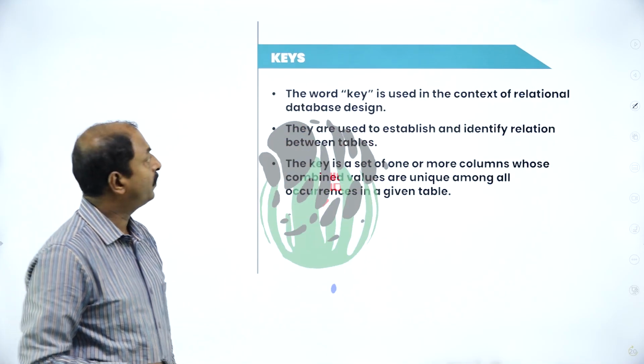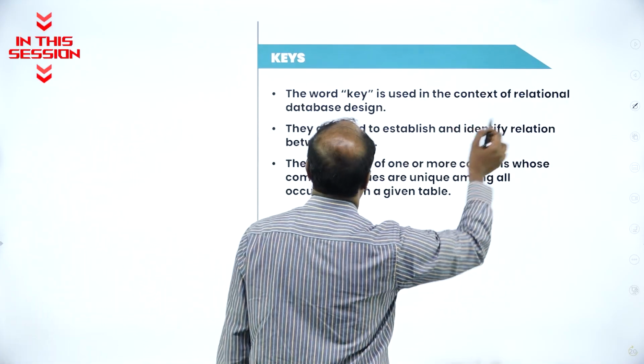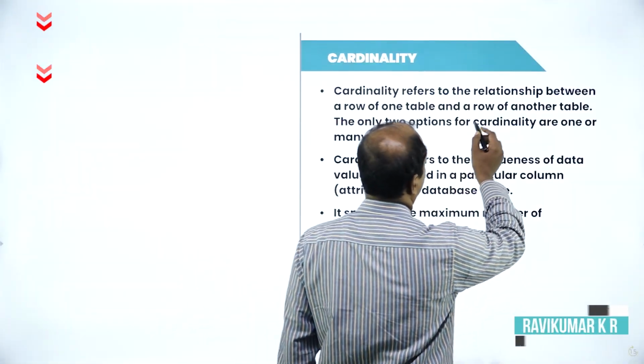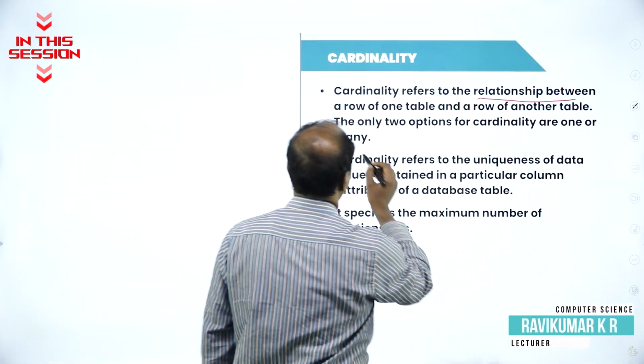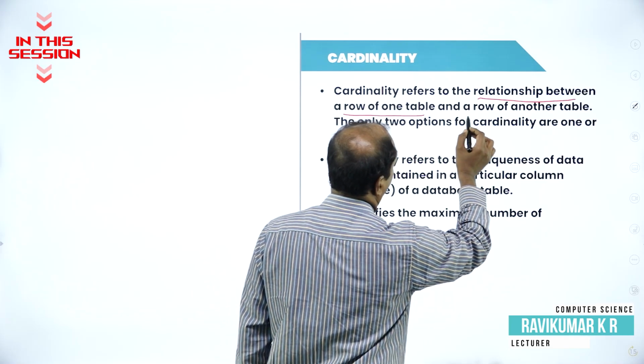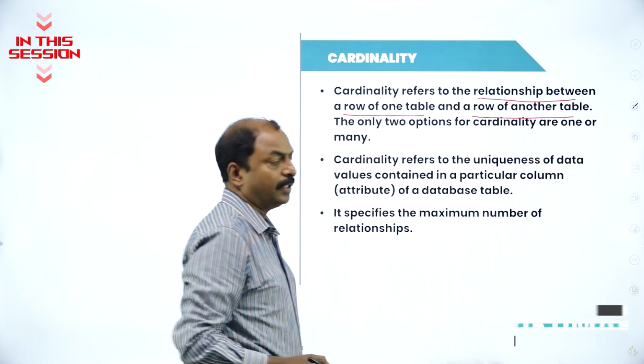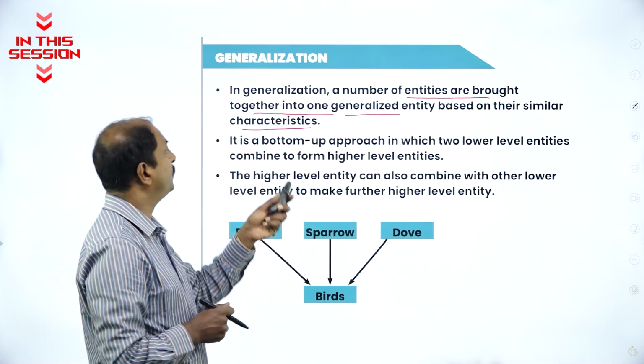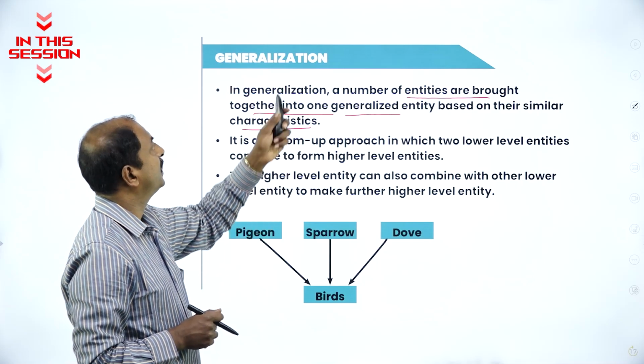What are keys? The word key is used in the context of relational database design. Cardinality refers to the relationship between a row of one table and a row of another table. They are brought together under one heading, or under one column or one table. That is nothing but generalization.